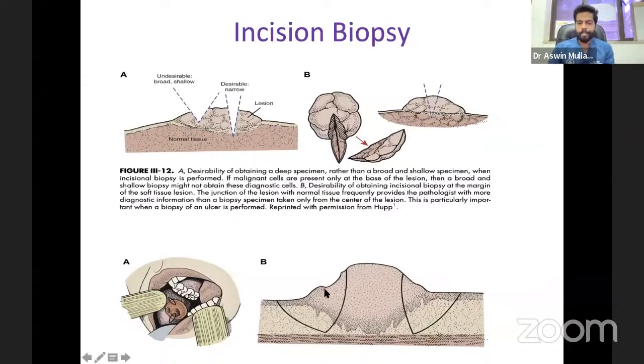Then in some scenarios, you will get the same lesion with different morphological alterations. In that case, you can evaluate the lesion, and you can take different or multiple biopsies from the same specimen itself.